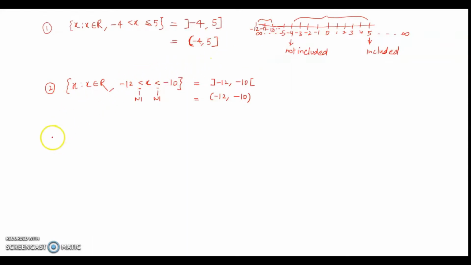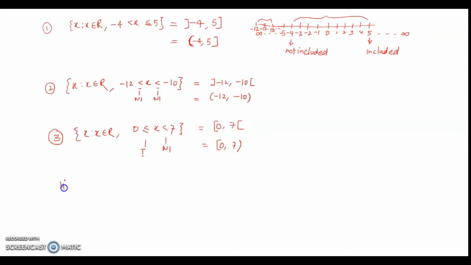Let's see the third example here. It says x such that x belongs to R, 0 is less than or equal to x is less than 7. Again, you can see here, this is included and this is not included. So simply this interval will be closed from the left side and open on the other side, which is 7. You can simply write it this way also, 0 and 7, open from this side.